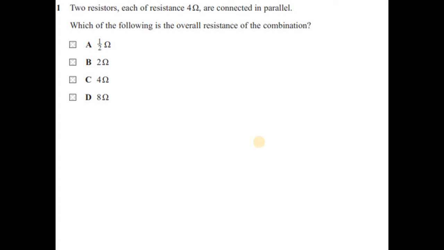Two resistors, each of resistance 4 ohm, are connected in parallel. Which of the following is the overall resistance of the combination? Remember, this is all about resistance combination, and they are saying you are connecting two resistors in parallel. So if you have two resistances R1 and R2, and you are connecting these resistances in parallel like that, and this is R2.